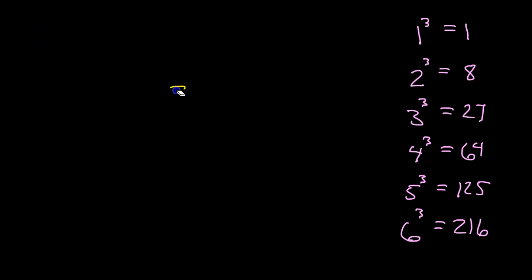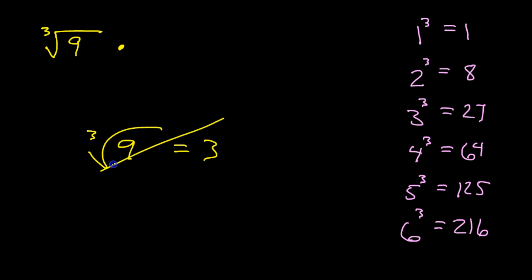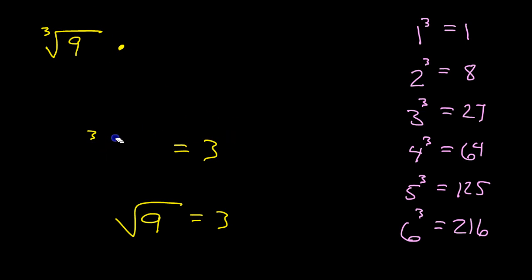So the thing is, if I wanted to make the radical go away, say if I had the cube root of 9, what would I have to do? What would I have to multiply by to make the radical go away? Well, first of all, don't think, oh, isn't that just 3? No, that is false. The square root of 9 is 3, not the cube root. So don't make that mistake.